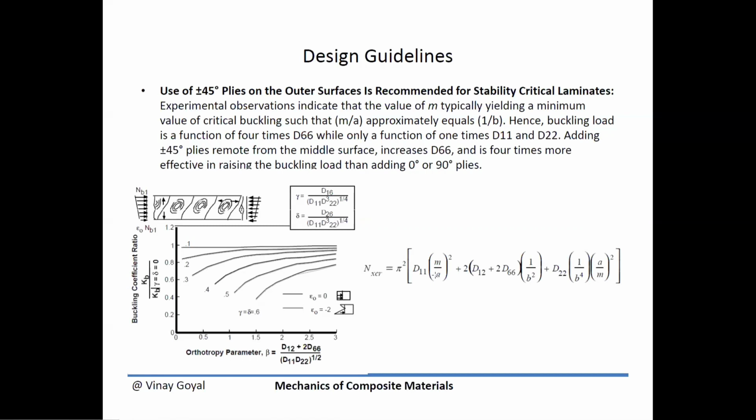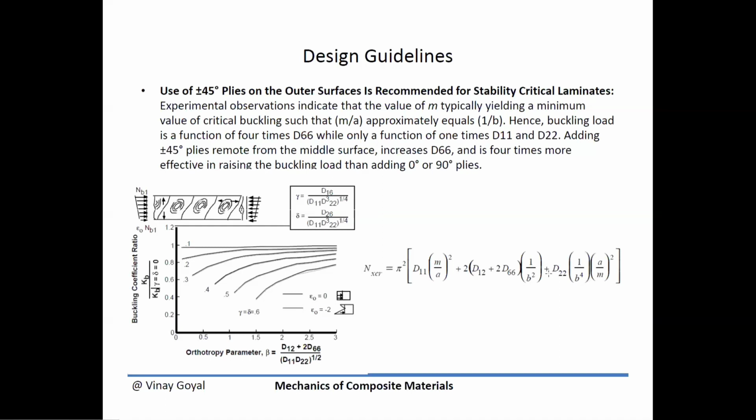If you recall, we talked about the Navier solution using energy methods, and we solved some buckling problems with the Navier solution. M was a parameter in the approximation, in the sine series. And so M typically yields a minimum value of the critical load such that M over A approximately equals 1 over B. Hence, the buckling load is a function of 4 times D66, which is a value within the D matrix, while only a function of 1 times D11 and D22. So these are more the mathematical details.